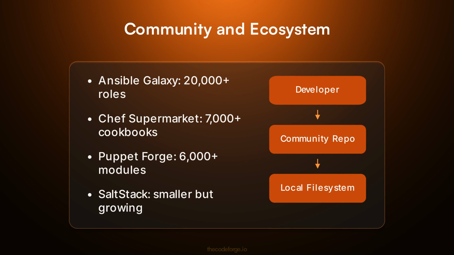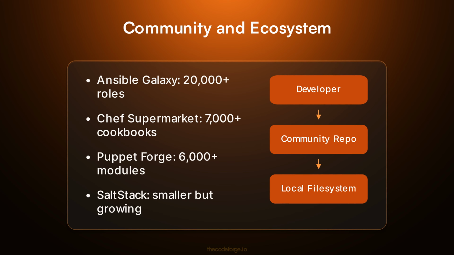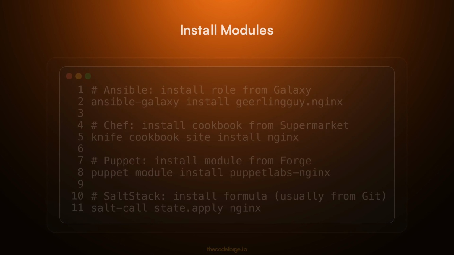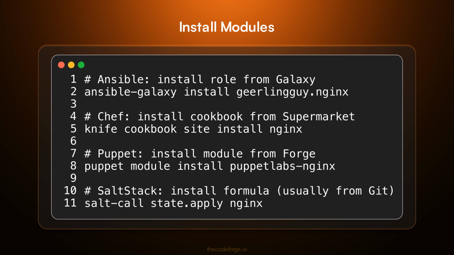The ecosystem matters because you don't want to reinvent the wheel. Ansible Galaxy has the most roles, but many are shallow. Chef's cookbooks tend to be more thorough. Don't choose based on ecosystem size alone, you'll write custom modules anyway. Each command downloads the module to your local file system. Always pin to a specific version in production to avoid breaking changes.